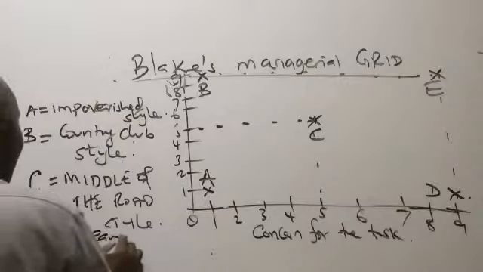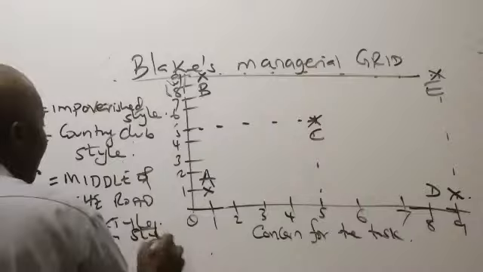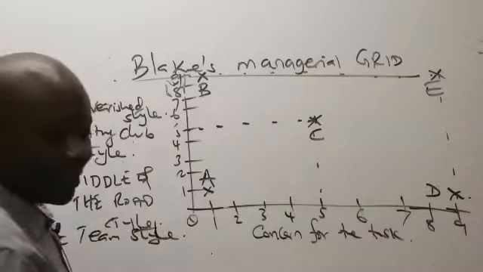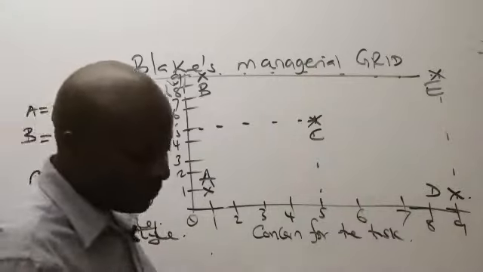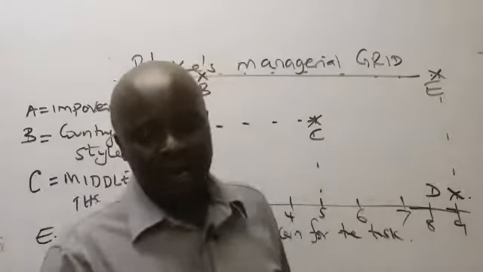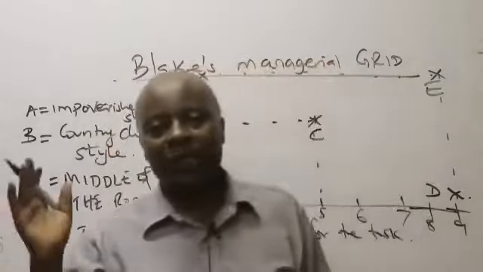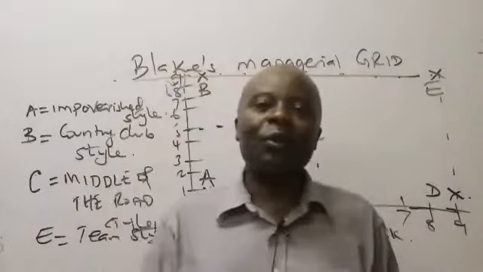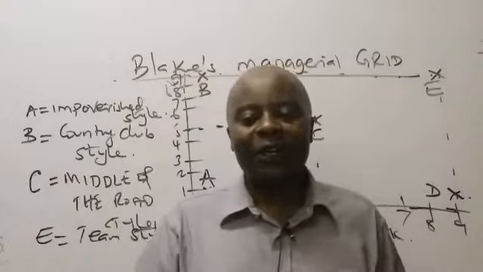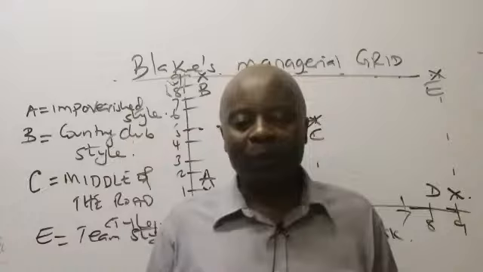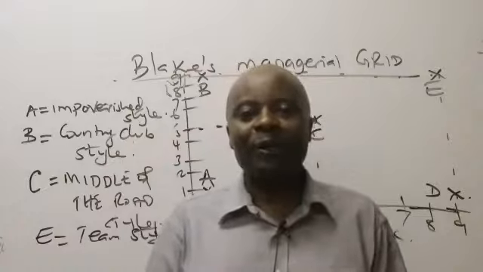This is the team style or team management style. And that way, of course, team management style is the optimal because your tasks will be done, and then at the end of the day, you're also having a concern for your team, concern for your people.